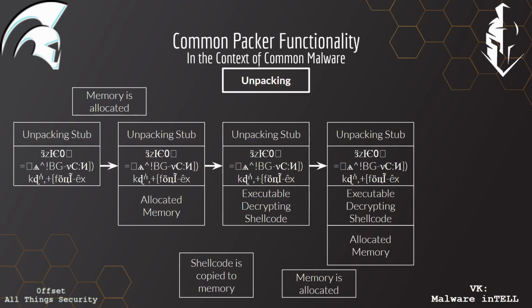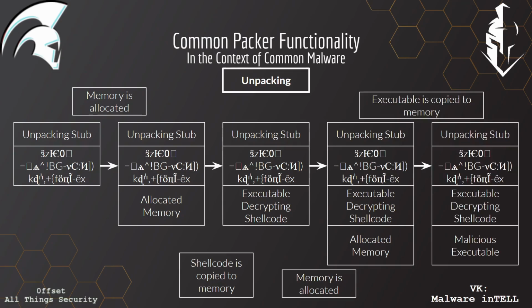And this shellcode will then allocate another region of memory. And then it will decrypt the executable and then copy it to that region of memory. So now we've got the malicious executable in memory. It can then overwrite the process memory with the malicious executable.